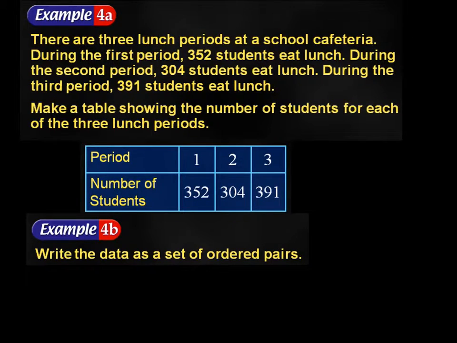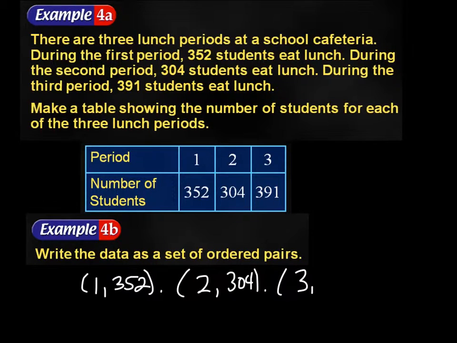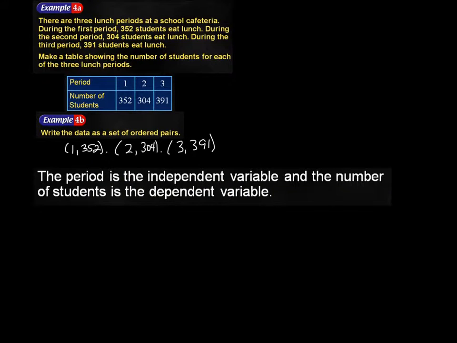Okay, now they want the same data as a set of ordered pairs, so we could write that as (1, 352), (2, 304), and (3, 391). Now we wrote the period number first because that is the independent variable, and the number of students depends on what period it is, so that is the dependent variable.